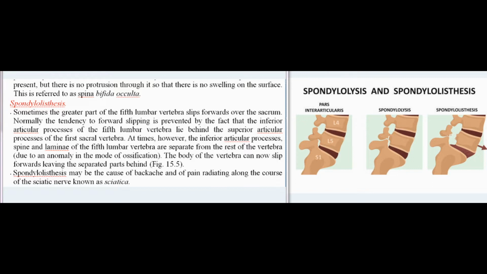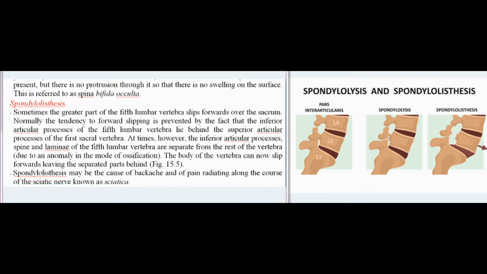Spondylolisthesis. Sometimes the greater part of the fifth lumbar vertebra slips forwards over the sacrum. Normally the tendency to forward slipping is prevented by the fact that the inferior articular processes of the fifth lumbar vertebra lie behind the superior articular processes of the first sacral vertebra. At times, however, the inferior articular processes, spine and laminae of the fifth lumbar vertebra are separate from the rest of the vertebra, due to an anomaly in the mode of ossification. The body of the vertebra can now slip forwards, leaving the separated parts behind. Fig 15.5.